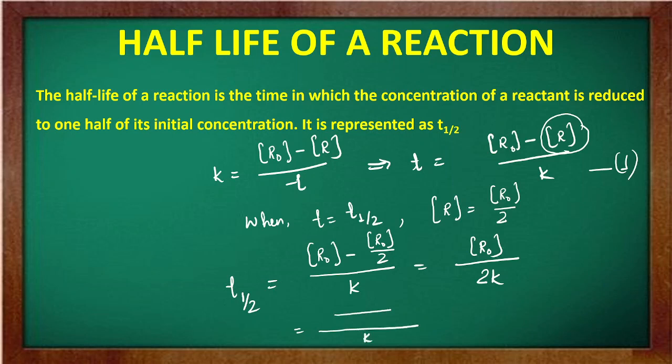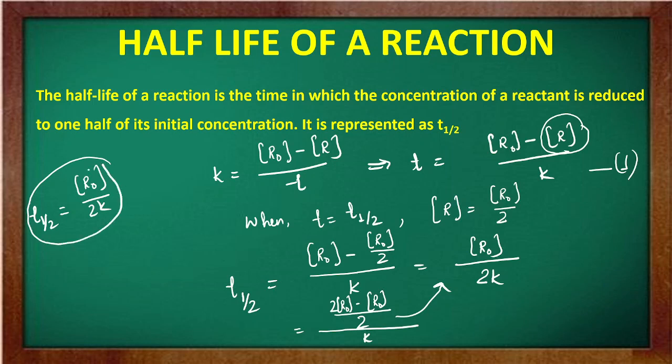This is k, this you will get the LCM as 2, which will get 2 concentration of R naught minus R naught. So this one you will get the final value. So this is your expression for your T half, when you have T half is equal to concentration of R naught by 2k. This is the expression for the half-life period of a zero order reaction.